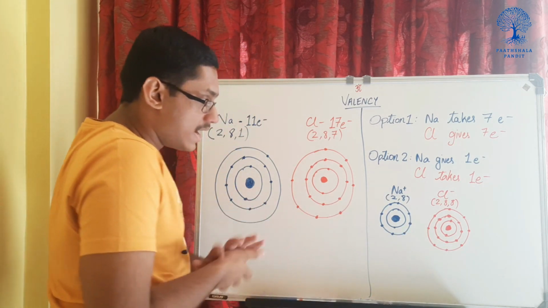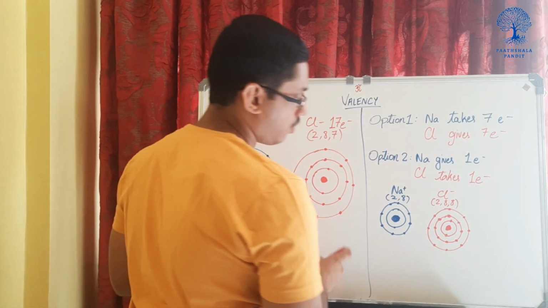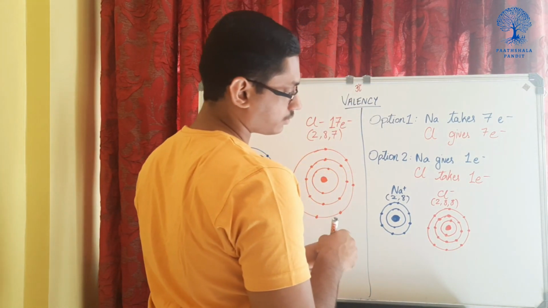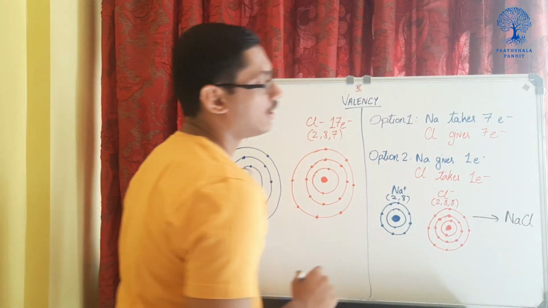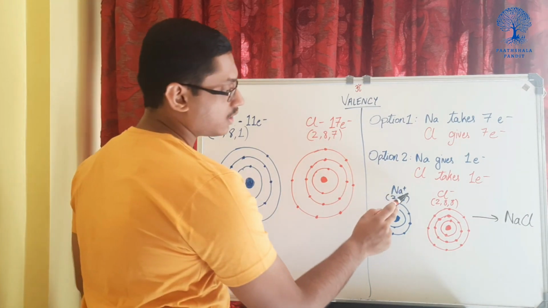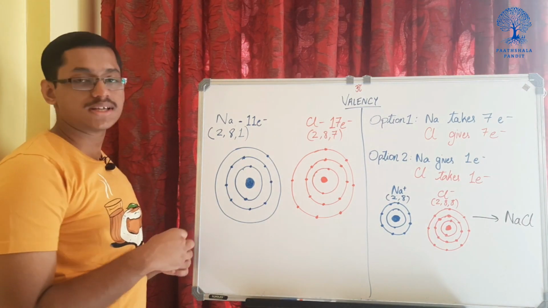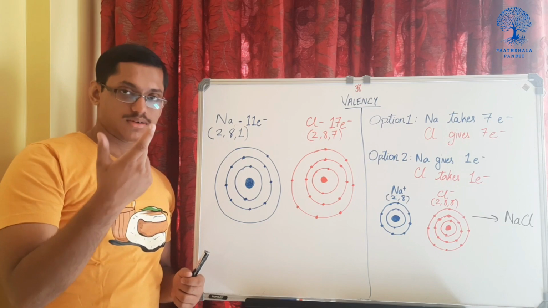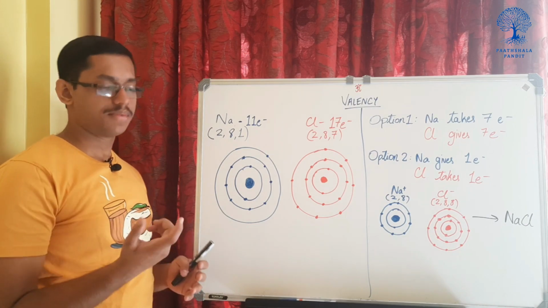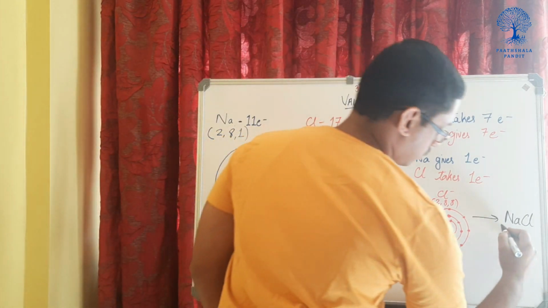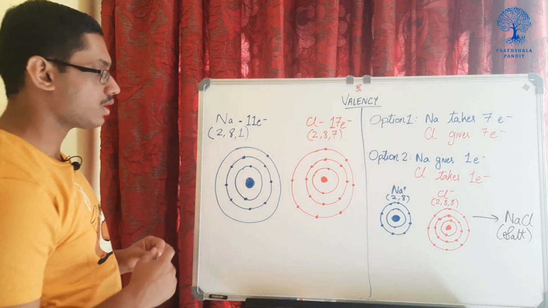So now Na plus and Cl minus come together and form one compound, which we say as NaCl. Remember, the positive one will come first, the negative one will come afterwards. NaCl. And what is NaCl? You know the salt you eat, which you put in your food or whatever, table salt, that is known as NaCl. Salt.